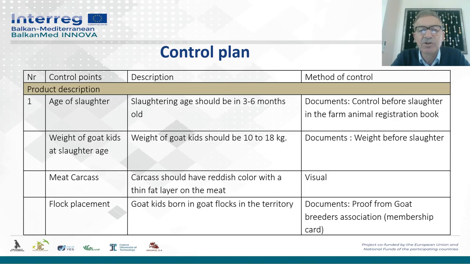So let's see what a control plan looks like. In this table we have an example of the control plan for the code of practice I have described in previous slides. So we have the description of control. For the age of slaughtering, we have the rule that the slaughtering age should be 3 to 6 months. The method of control is that before slaughtering, in a slaughterhouse, the animal register book should be controlled. They should check these documents from when the animal is born, they should check the ear tag and certify that the criteria are respected. The same for other criteria, for the weight, for meat carcass, etc.